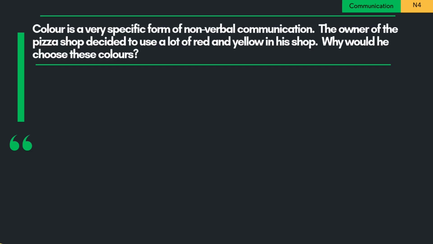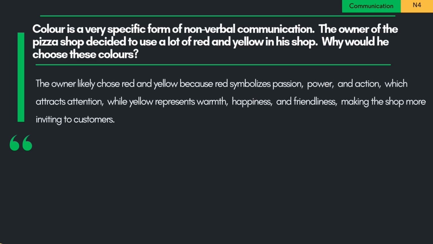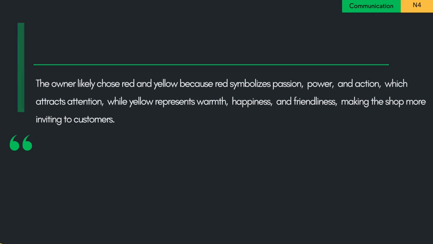Question. Color is a very specific form of nonverbal communication. The owner of the pizza shop decided to use a lot of red and yellow in his shop. Why would he choose these colors? The owner likely chose red and yellow because red symbolizes passion, power, and action, which attracts attention, while yellow represents warmth, happiness, and friendliness, making the shop more inviting to customers.